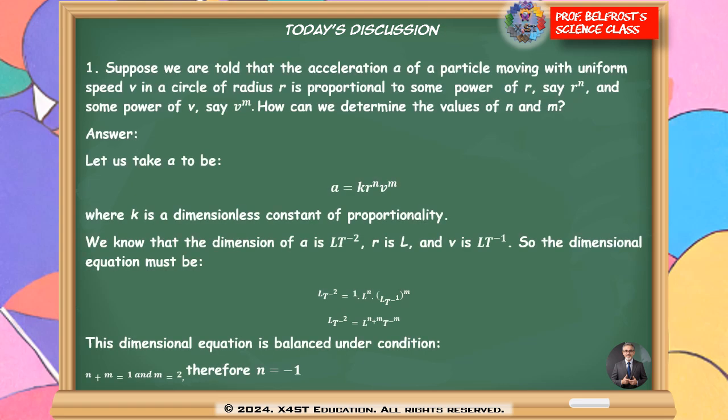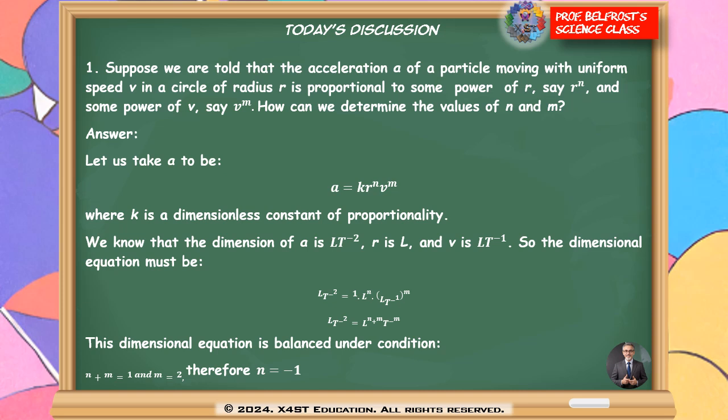So here I have prepared 8 questions, I think. And here are the problems. The first problem is: suppose we are told that the acceleration a of a particle moving with uniform speed v in a circle of radius r is proportional to some power of r and some power of v. So how can you determine the values of n and m? Here's the solution I provided. Please check if I made a mistake or not.